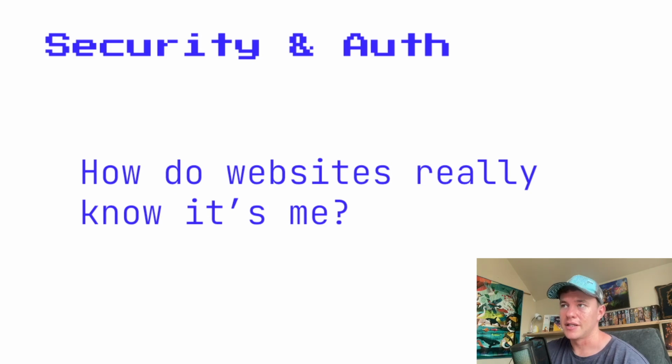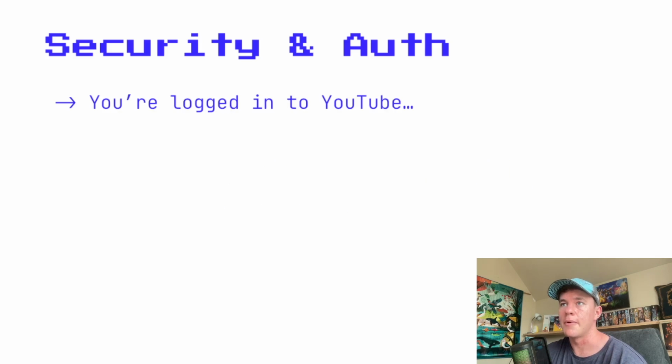Now, naturally after that, we've built a website, we know how to connect to the internet. How do websites actually know that it's really me? And this comes down to security and authentication, which is another huge component of backend programming. An example might be that currently you are logged into YouTube. That authentication process is handled in the backend of YouTube's servers. They've got a whole lot of backend code that makes sure that you are the correct person and that someone else isn't logged into your account.